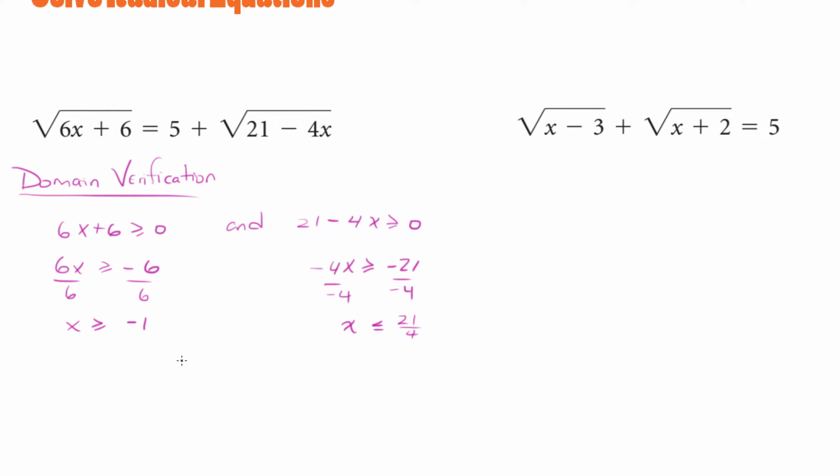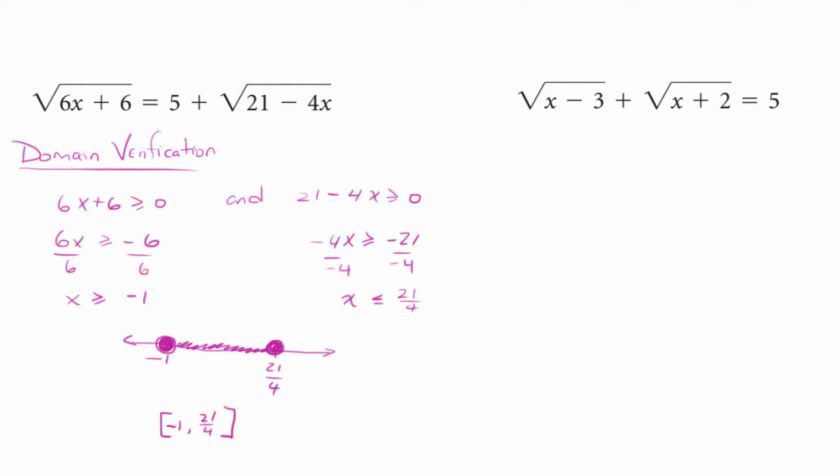So if you put that into an intersection, that's what and is. You have x is greater or equal to negative 1, but it's also less than or equal to 21 over 4. If you put that in a line graph, it's going to look something like this. Negative 1, 21 over 4. Both of them are bolded because it's equal to. And the intersection is what's in the middle. So for the domain verification, my solution set must be in the interval negative 1 to 21 over 4.